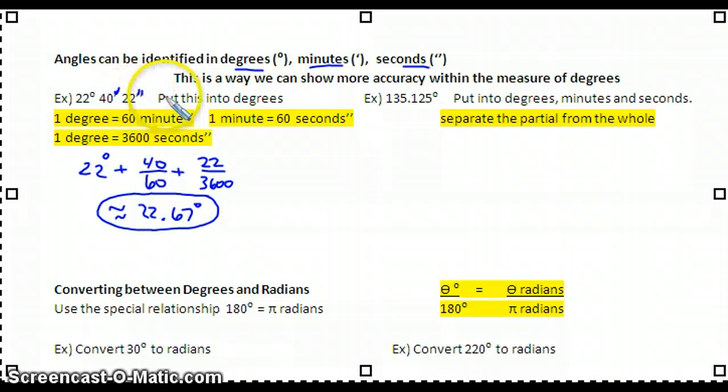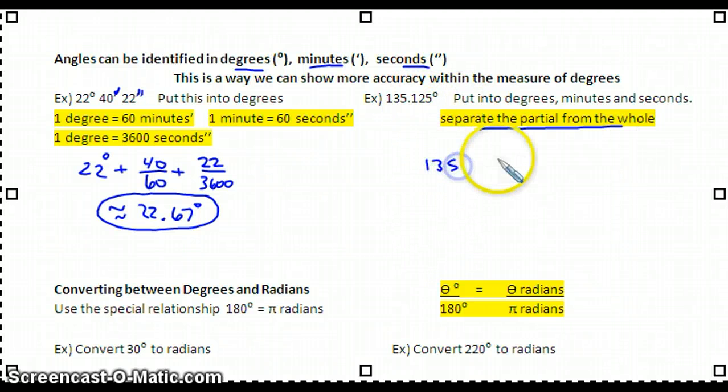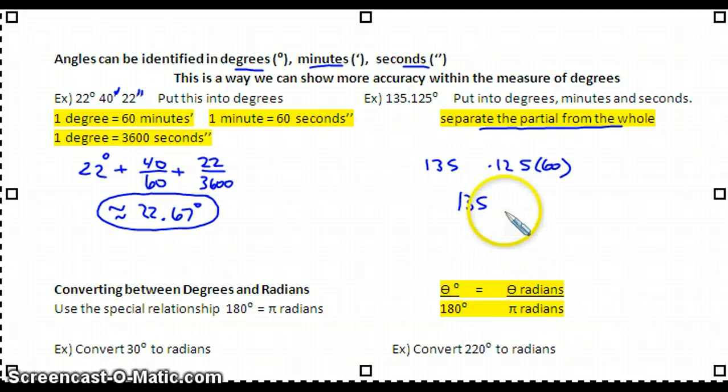Now, if I'm given the degree measure in terms of a decimal, but I want you to tell me how many minutes and seconds that is, here's how you would do that. You are going to separate the partial from the whole. In this case, the partial would be the 0.125. The 0.125 is a part of a degree, so to change it into minutes, you multiply it by 60. So what I'd come up with is 135. When I take 0.125 and multiply it by 60, I get 7.5.